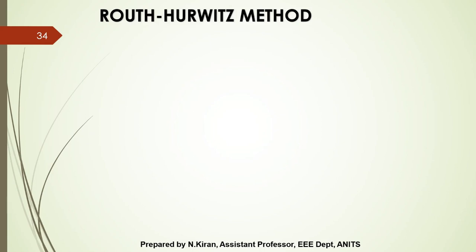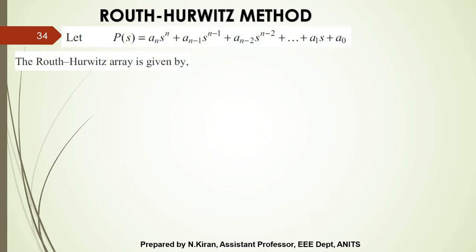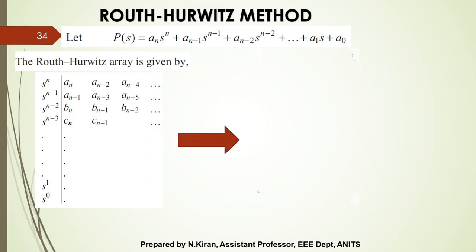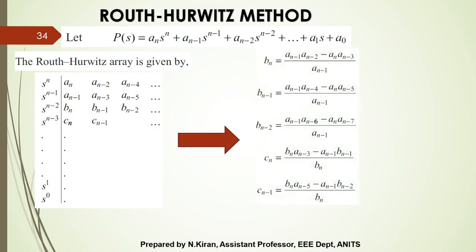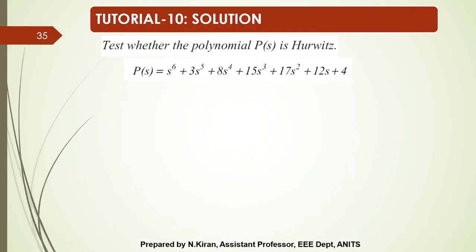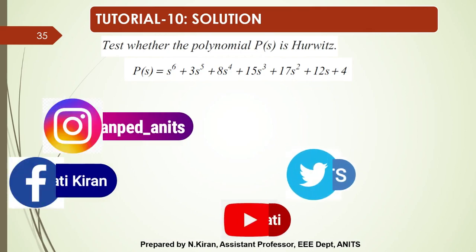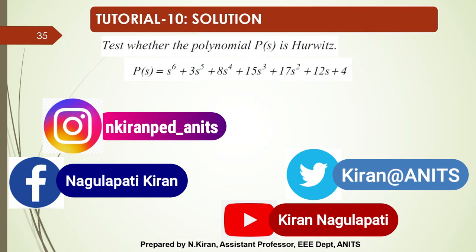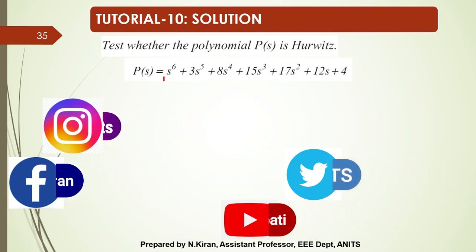the Routh-Hurwitz method. This is the procedure for how we can test a given polynomial using the Routh-Hurwitz method. It will be easy for you to understand if I explain by means of tutorials. So let us directly take the previous tutorial that we discussed and implement the second method of testing the given polynomial for Hurwitz. Here, as you can see, the highest order is 6.